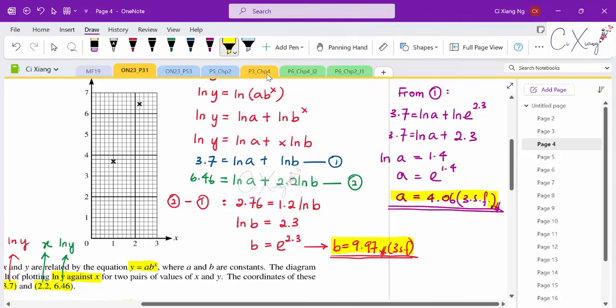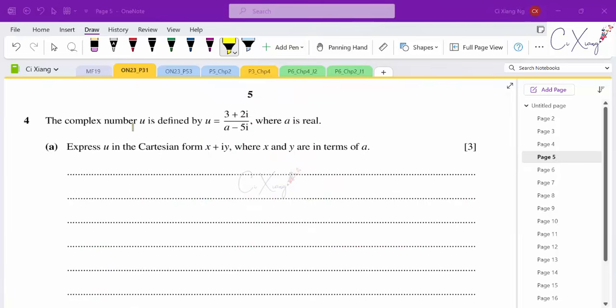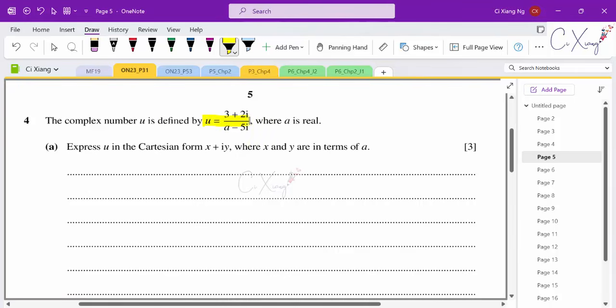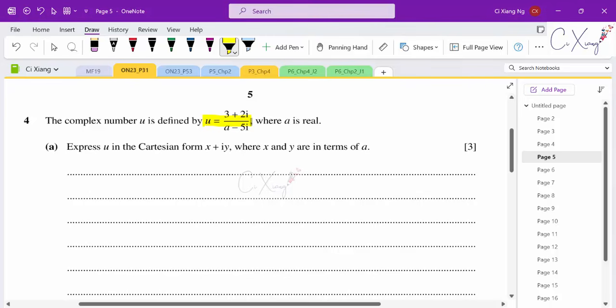Alright, so basically this is how we solve question number 3. Alright, so question number 4, there's a complex number u defined by this, and a is a real number. They want us to express u in the Cartesian form of x plus iy, where x and y are in terms of a.